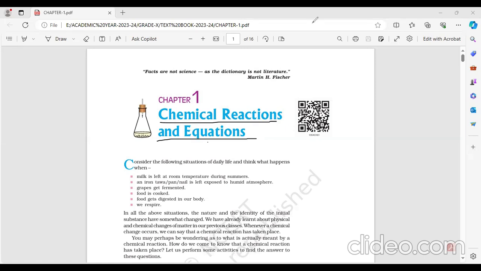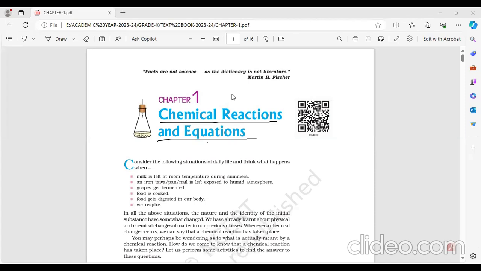Okay, so I'll explain in detail each and every line, because in CBSE it is very important to study each and every line, because the question can be framed in any manner from the textbook. So thorough reading of the textbook and knowledge of every topic is very important in CBSE.